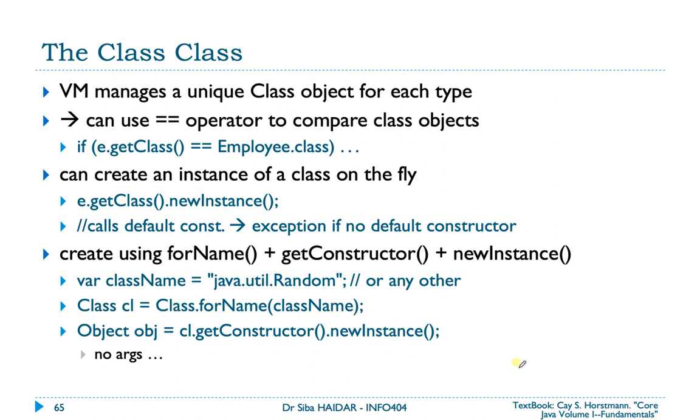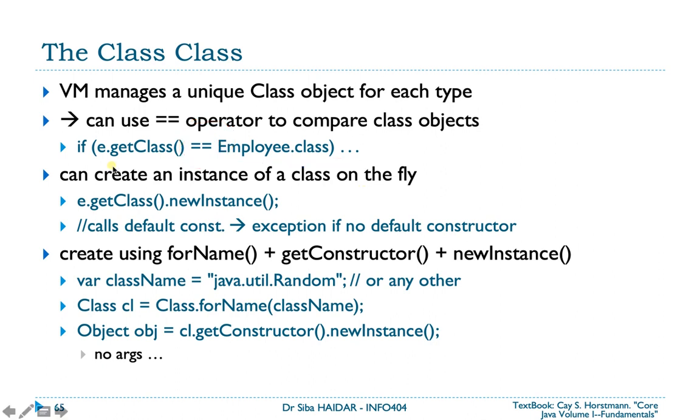If I have two objects of type Employee and I invoke the getClass method on them, the getClass method will return a reference to the same object representing the class Employee. So if you have e, you can compare using the equal operator, because e.getClass() will always be equal to Employee.class if the actual type is Employee, because there is no other instance that will represent the Employee class.